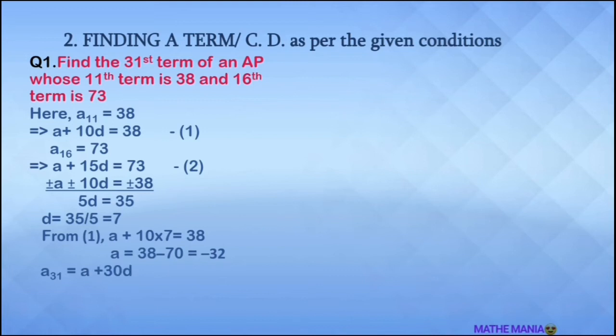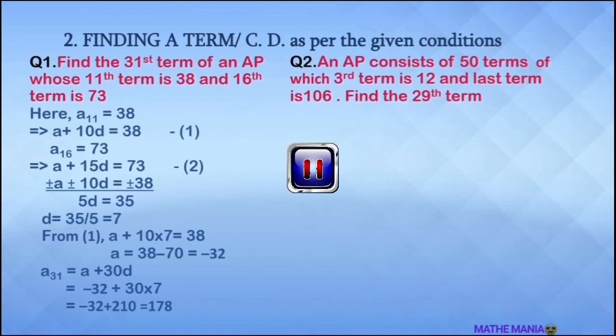Now a31 is equal to a plus 30d is equal to minus 32 plus 30 into 7 is equal to minus 32 plus 210 equal to 178. Now you pause your video and try the next question.